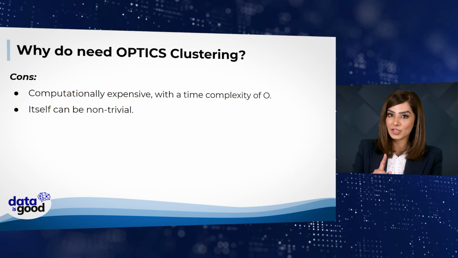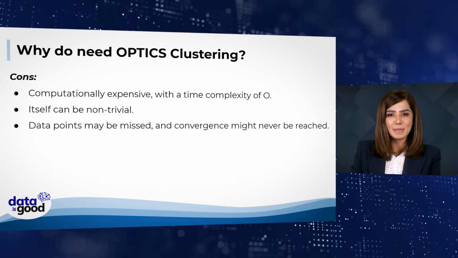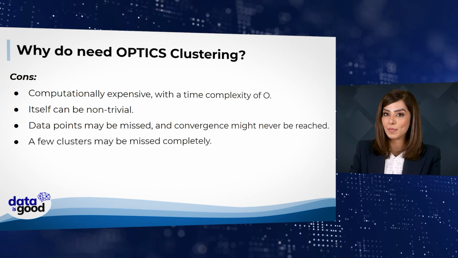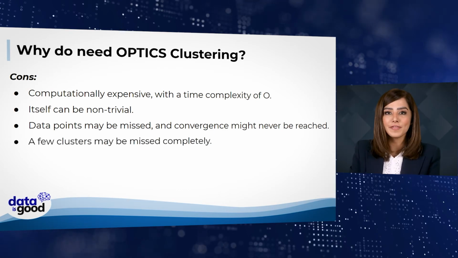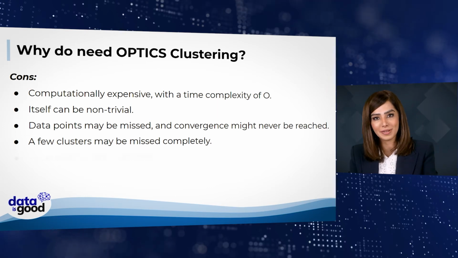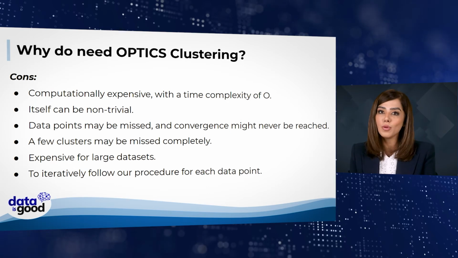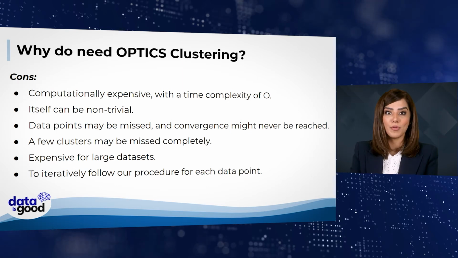If the bandwidth is too small, enough data points may be missed and convergence might never be reached. If the bandwidth is too large, a few clusters may be missed completely. The mean shift clustering algorithm can be computationally expensive for large data sets because we have to iteratively follow our procedure for each data point.